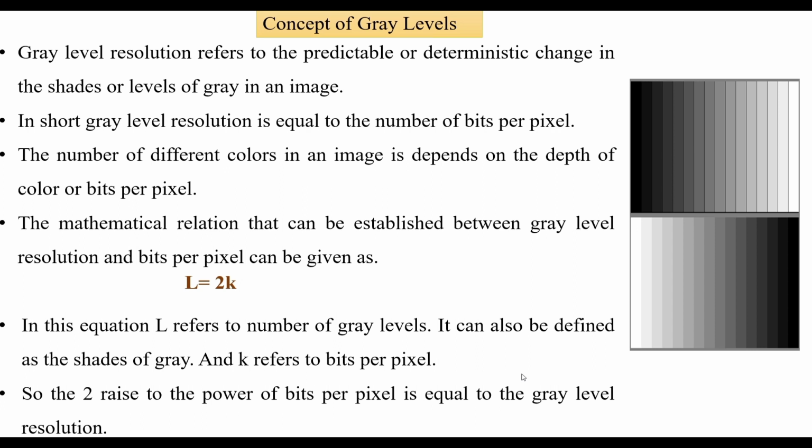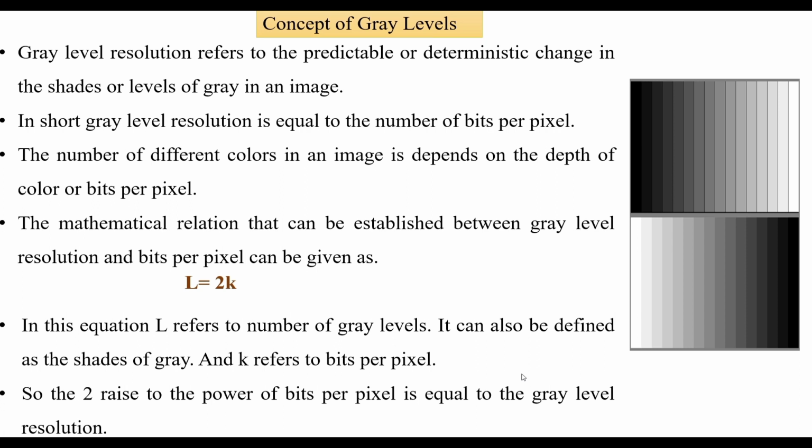The mathematical relation that can be established between gray level resolution and bits per pixel can be given as L equals 2^k, 2 power k. Here there is a printing mistake, this is 2 power k. In this equation, L refers to the number of gray levels, which can also be defined as the shades of gray, and k refers to the bits per pixel.